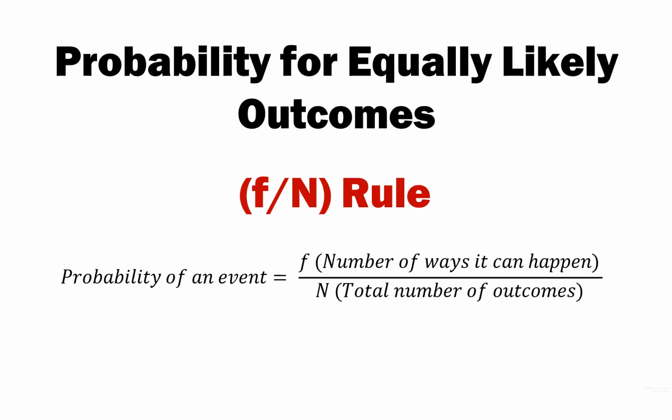And this brings us back around to the essential equation that we have, the f over N rule, the probability for equally likely outcomes. So the probability of an event is f, the number of ways it can happen, over N, the total number of outcomes. But this only works if everything is equally likely.